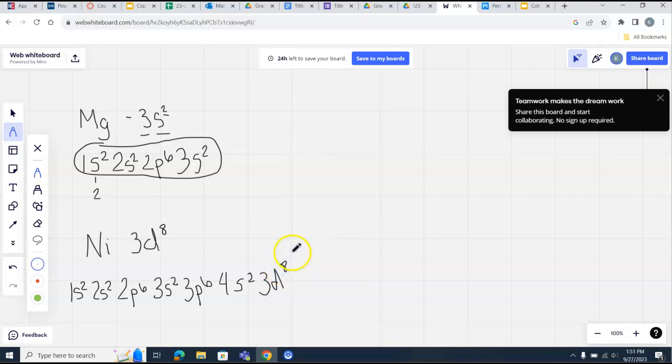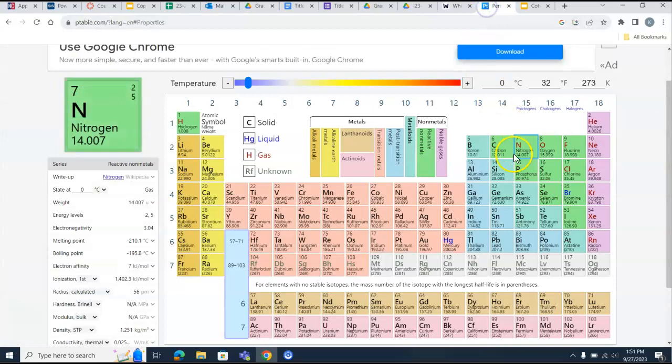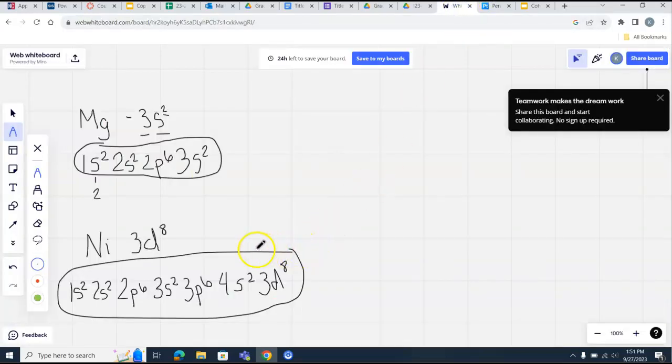And again, you should be able to add up these superscripts to give us the atomic number of nickel, which is 28. So you should be able to add those up and get 28. So 8 plus 2 is 10, plus 6 is 16, 17, 18, 19, 20, 21, 22, plus 6 is 28. So that is correct. So it's 1s2, 2s2, 2p6, 3s2, 3p6, 4s2, and 3d8. So that would be the electron configuration of nickel.